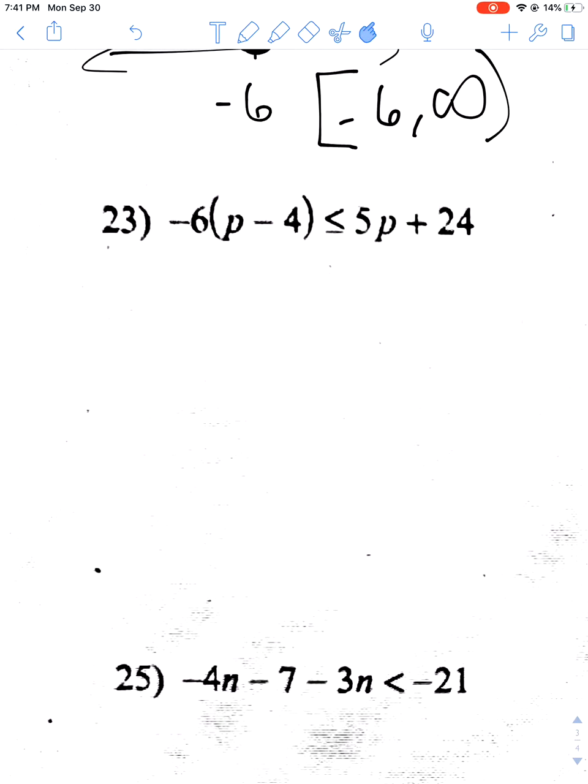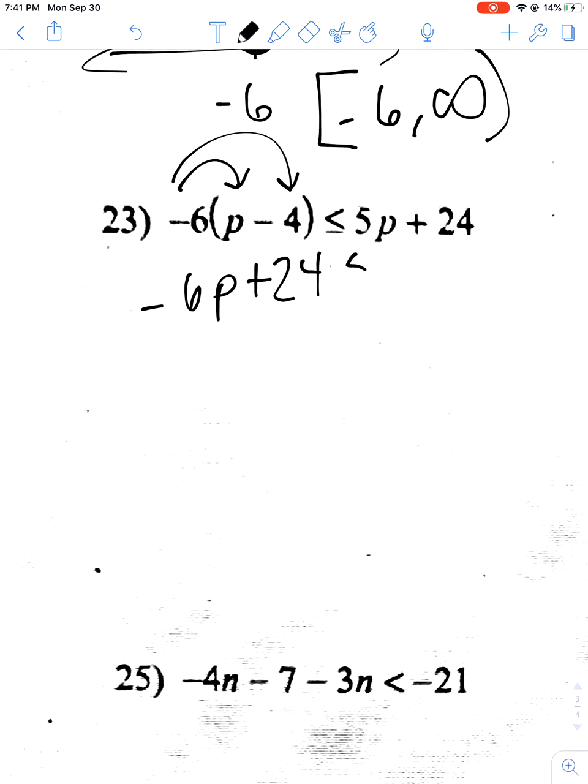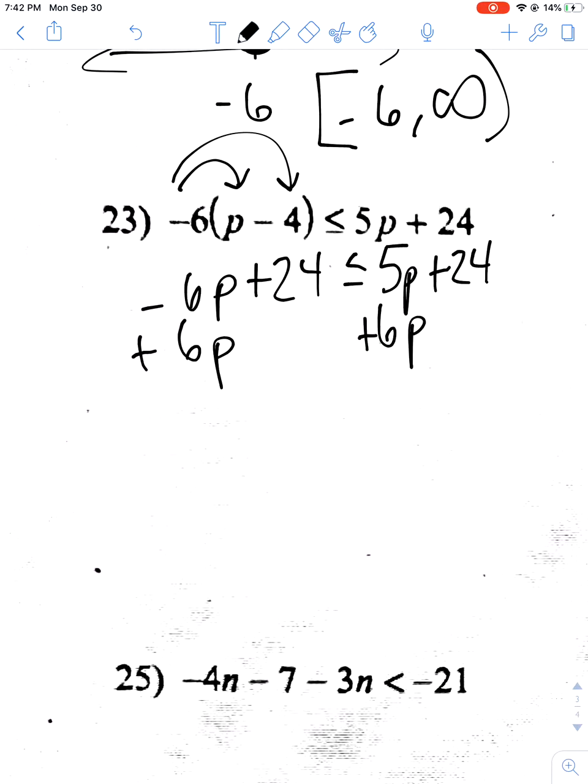Ooh, here's a fun one. DC SAD method. So distribute. Negative 6p. Positive 24. Less than or equal to 5p plus 24. So let's see. Let's combine our p's here. Add 6p here, but if you do it on one side, you got to do it on the other. And now I've got 24 is less than or equal to 11p plus 24.